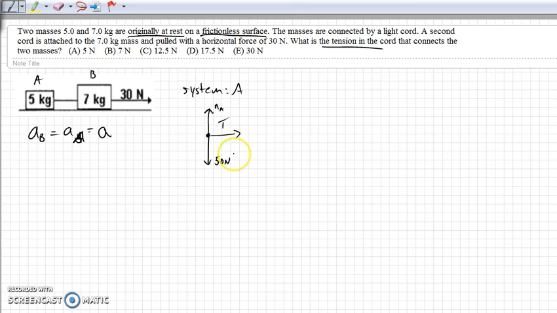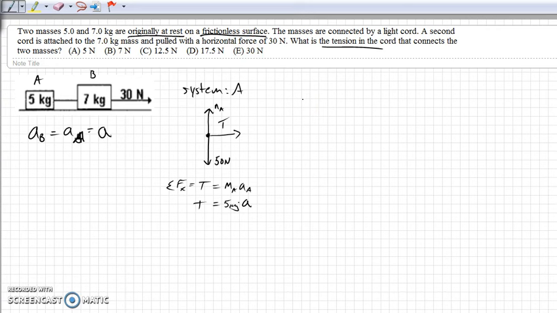And I don't see too much here, but what I do know is that the sum of the x forces, in this case, is just T, and this is equal to the mass of system A times acceleration of system A, which is just the acceleration of the entire system. So I could say a sub A, or rewrite this, that tension is equal to 5 kilograms, which is the mass of system A, times the acceleration. So that's the tension. But I don't have any of those answers here, so hopefully I'm going to find an acceleration that gives me an idea of one of these answers.